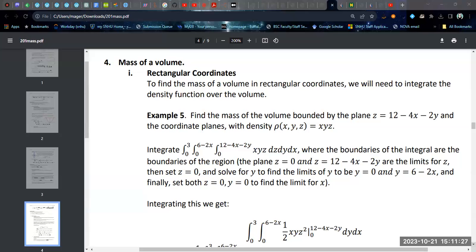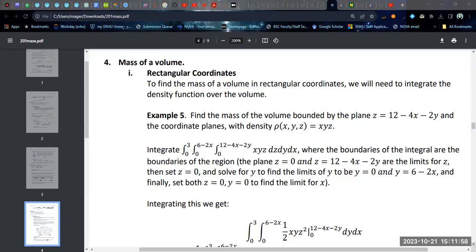All right, so in this video, we're going to look at how to calculate the mass of a volume, and we're going to do it in several coordinate systems, but we're going to start with rectangular coordinates. Now, like in the two-dimensional case, essentially, we're going to integrate the density function over the volume region. So the density function is going to be the function that we're going to integrate over, and then our limits of integration are going to be dependent upon our plane.